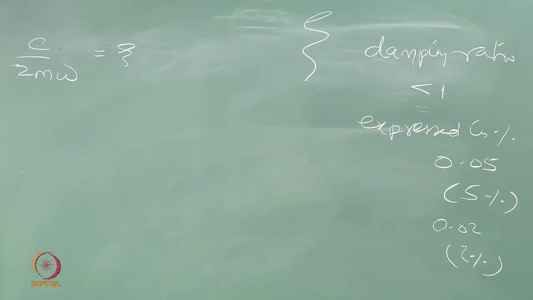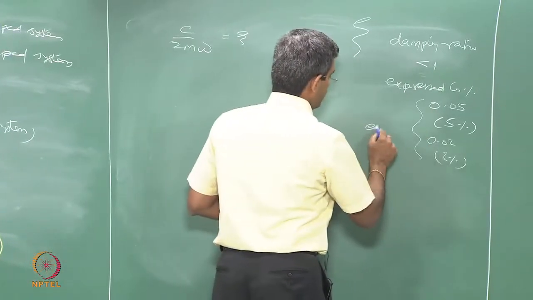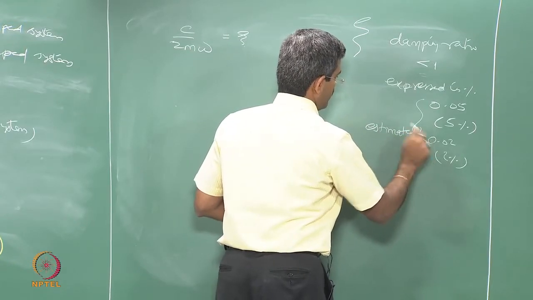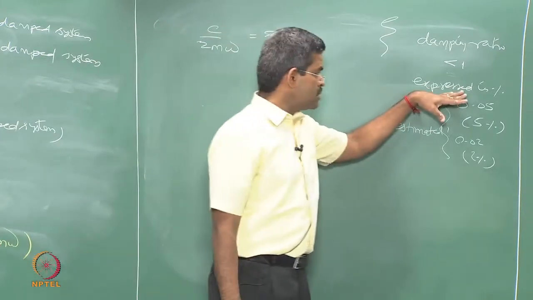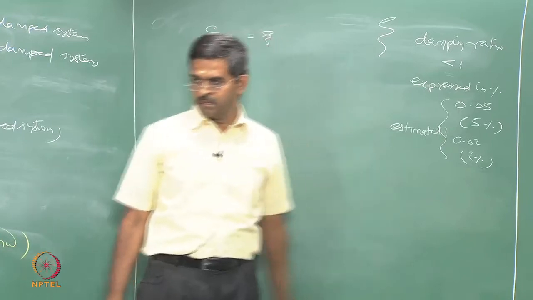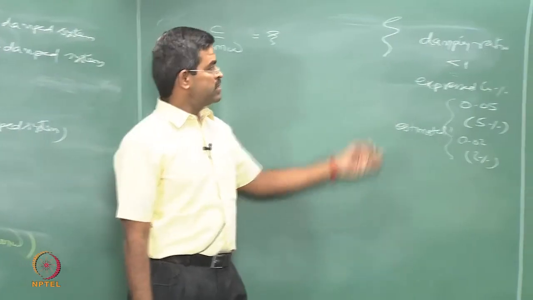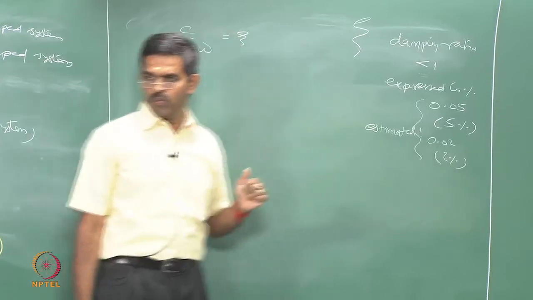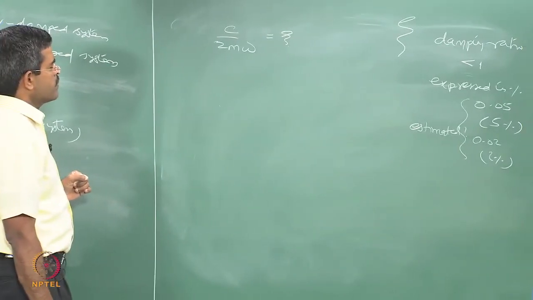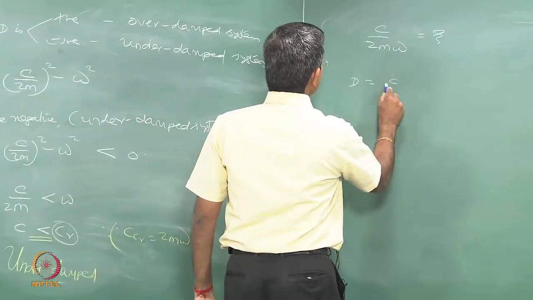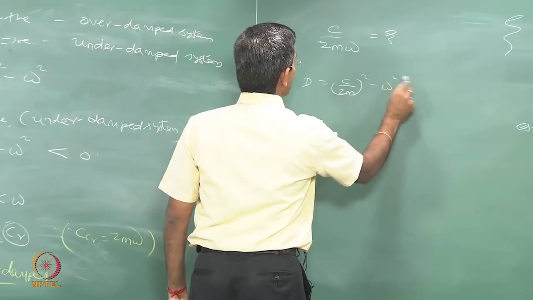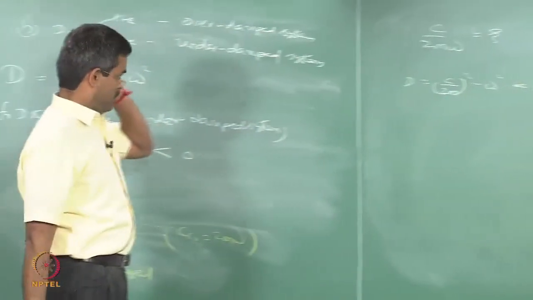Now, one may ask me a question, how can this be estimated? The only way to estimate the damping coefficient is by experiments. Damping coefficients cannot be estimated analytically. You can estimate zeta only by experiments. I will show you how. So, let us come to this argument, D, (C by 2m) the whole square minus omega square less than 0, so it is negative.